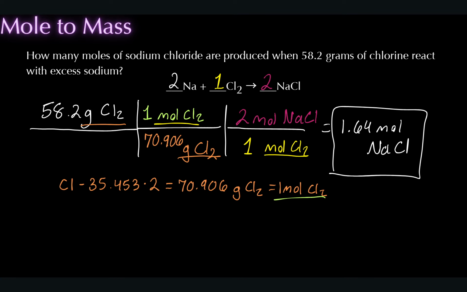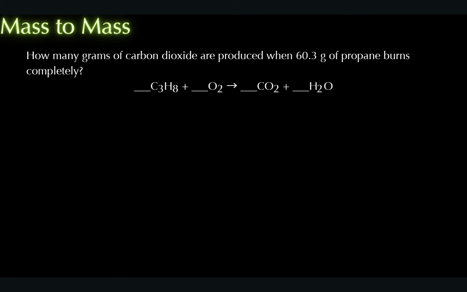All right, now our next one, we're going to get a little bit more involved, and we're going to go from mass to mass. So we're going to go from our grams of one compound to the grams of another compound. Now we need to go ahead and balance out this equation. So always the first step is to balance the equation.